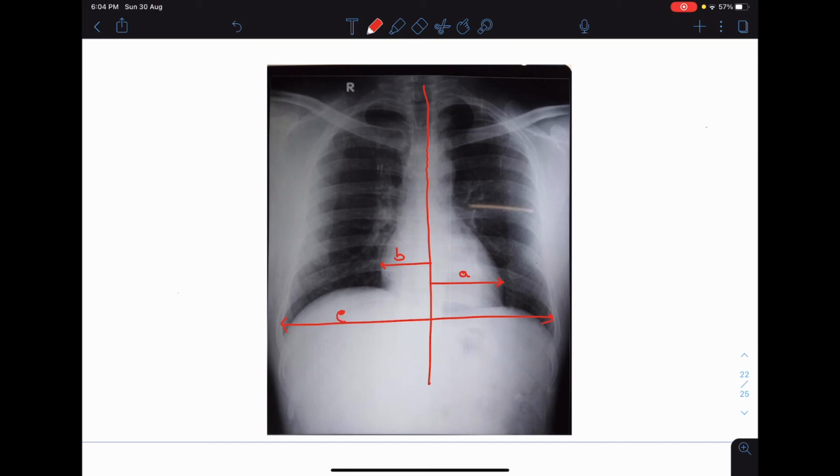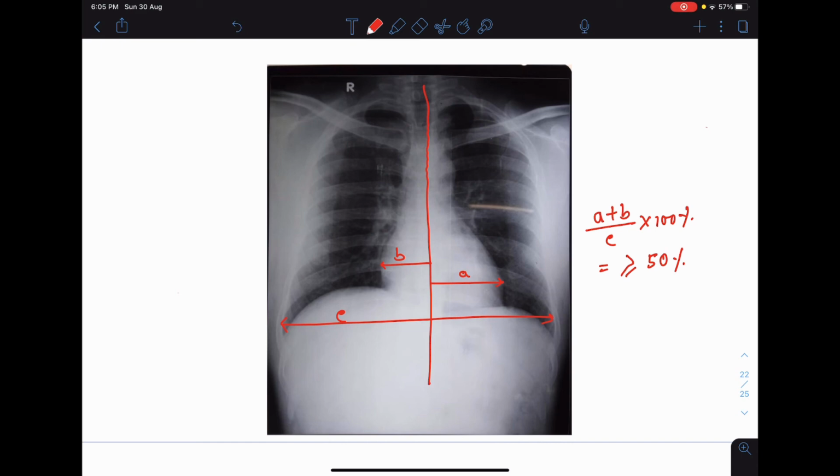Now if A plus B divided by C comes to be more than or equal to 50%, that means there is cardiomegaly. This is how you diagnose cardiomegaly.